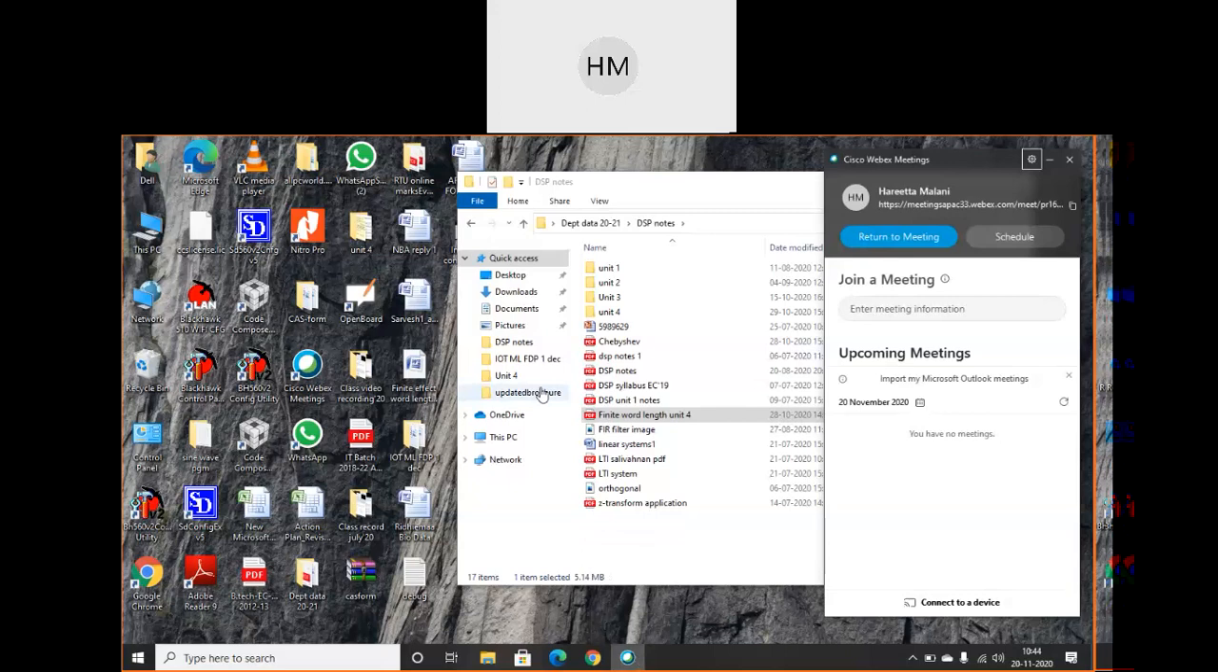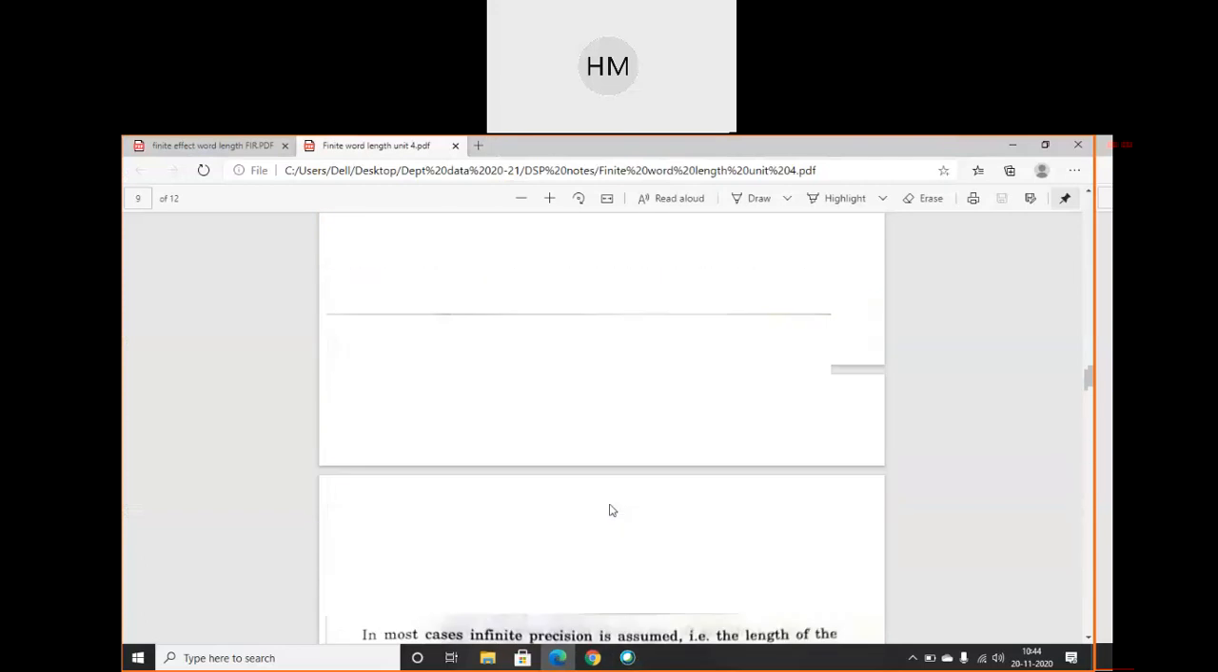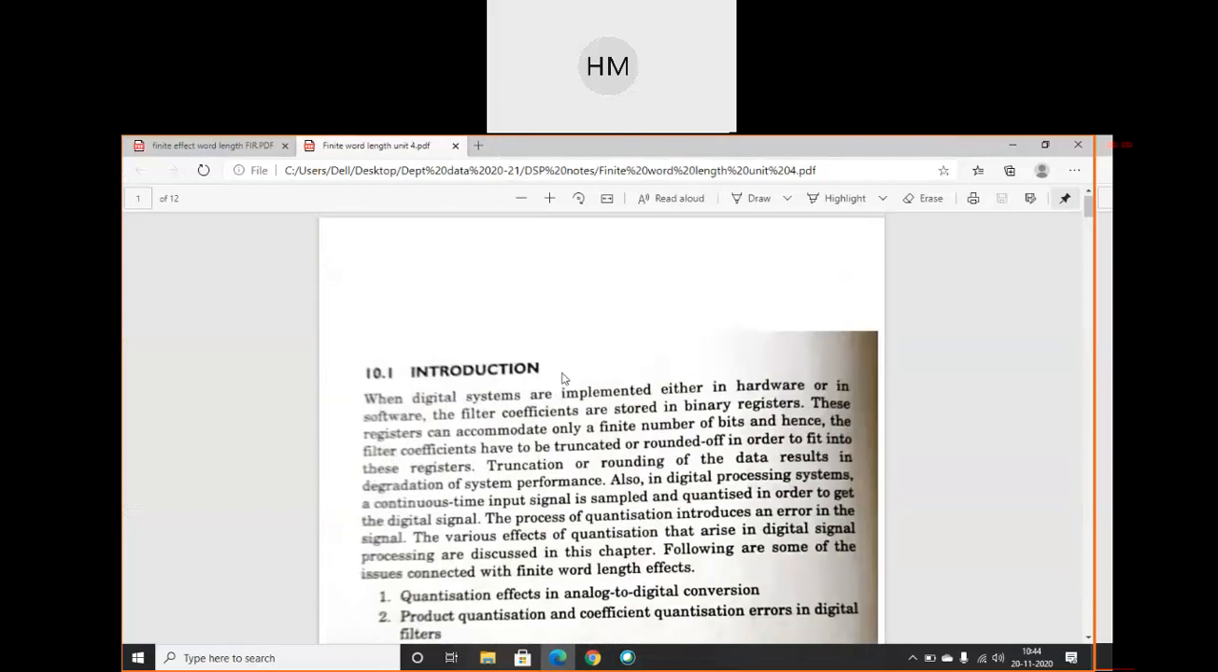So we will start with finite effect of word length. In that we have started. This is the last unit of your syllabus. And I will share my screen, check whether it's visible to you or not, and just revise the things which we have studied earlier. Screen is visible.